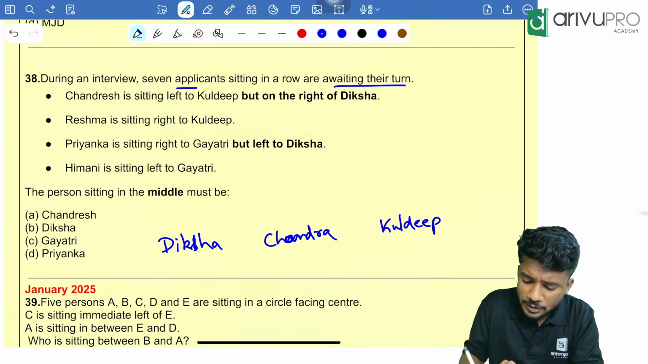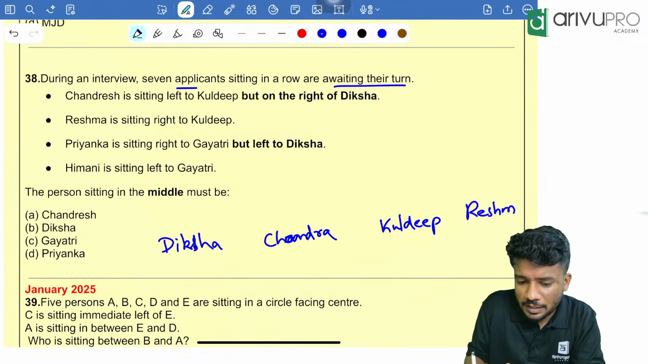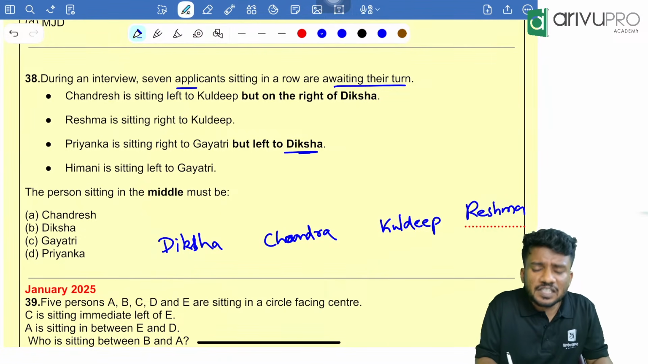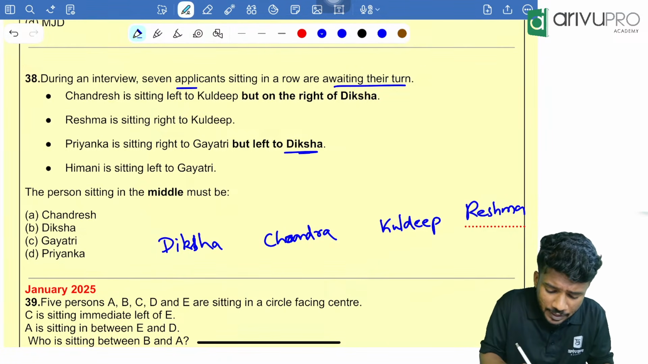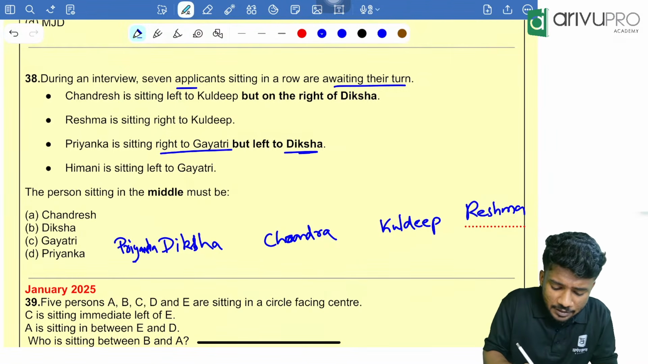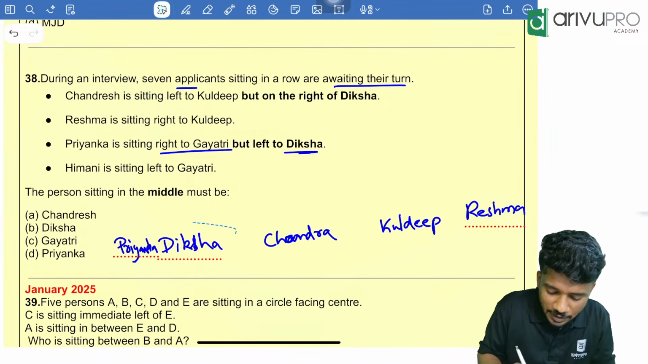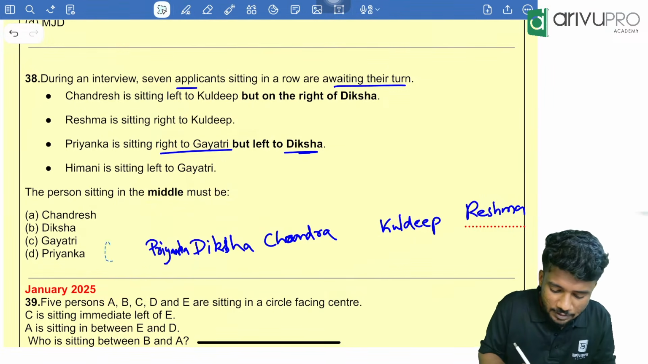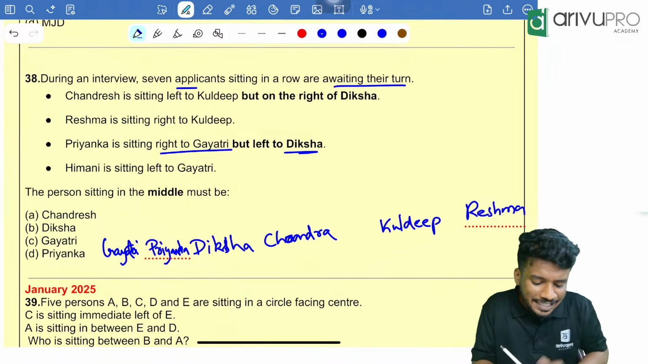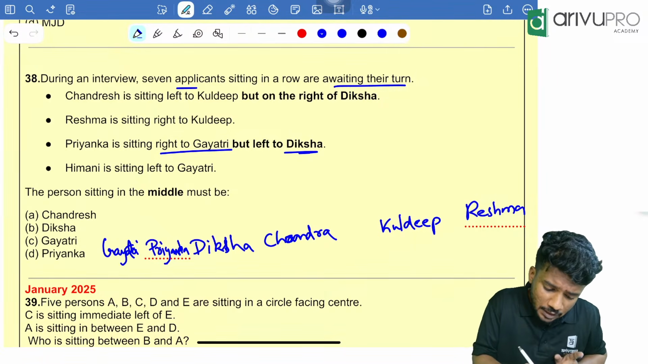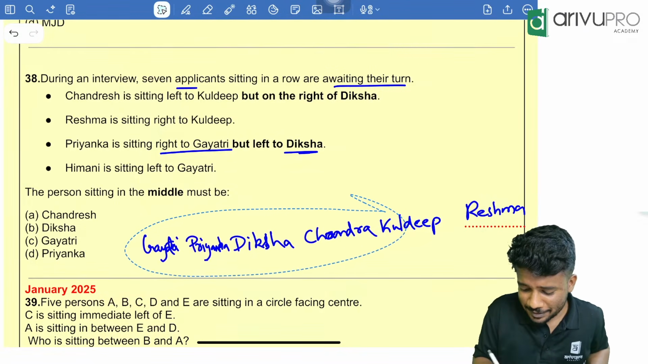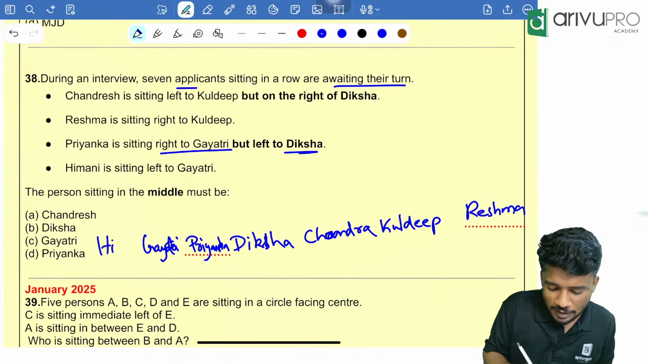Reshma is sitting right of Kuldeep. Reshma is over here. Then Priyanka is sitting right of Gayatri but left of Diksha. So who is sitting left of Diksha? Priyanka. That means, people, I need space. I'll take her here and Gayatri is over here. Then what is given? Himani is sitting left of Gayatri. So Himani is over here.